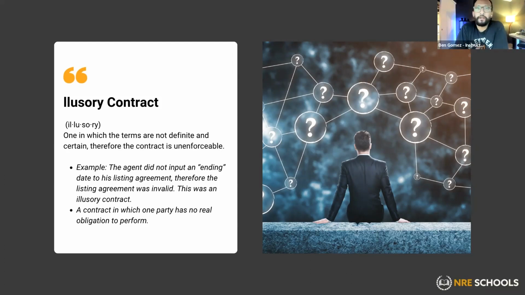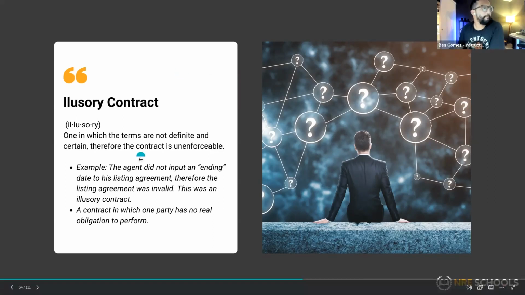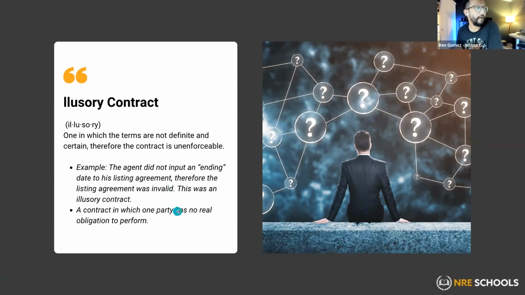An illusory contract. I can never pronounce this correctly. An illusory contract is one in which the terms are not definite and certain; therefore, the contract is unenforceable. When I look at illusory, it looks like illusion. If you think of an illusion, a magician, it's mysterious, unknown. An illusory contract could be this: an agent did not put an ending date on his listing agreement, therefore the listing agreement is invalid. Our contracts need to be full and complete, and they need to have ending times. It cannot be indefinite. It cannot be forever.